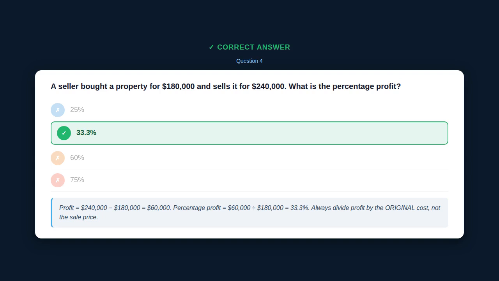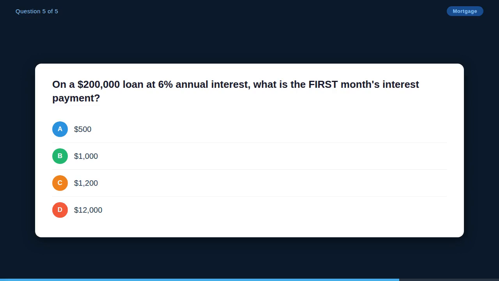Take a moment. The correct answer is B, 33.3%. Profit equals $240,000 minus $180,000 equals $60,000. Percentage profit equals $60,000 divided by $180,000 equals 33.3%. Always divide profit by the original cost, not the sale price.